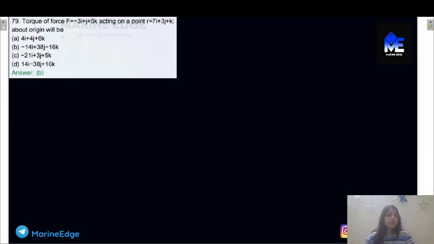All right. Moving on. Now the torque of force F is given here on a point R about origin will be. So it is asking what is the value of torque. What is the formula of torque? F cross R. Okay. So we just take the matrix product of this. So F is minus 3, 1, 5 and R is 7, 3 and 1. We just take the product.